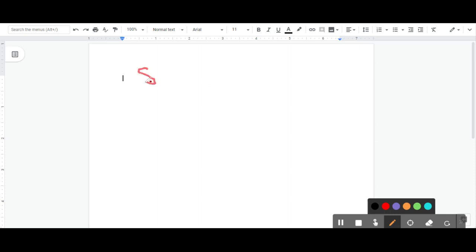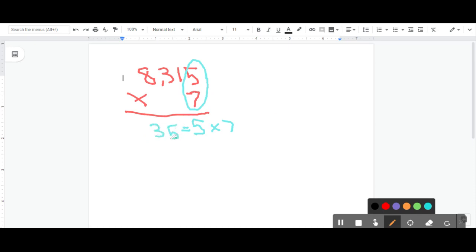So the first one we're going to look at is 8,315, and then we're going to multiply that by 7. So when we're solving this, the first thing we want to look at is where we're going to start. So we're going to start in the ones place. So I'm going to make a big circle around that. And I'm going to say 5 times 7 equals what? Well, if I count by 5s, it'd be 5, 10, 15, 20, 25, 30, 35. So if I count that 7 times, it'd be 35.